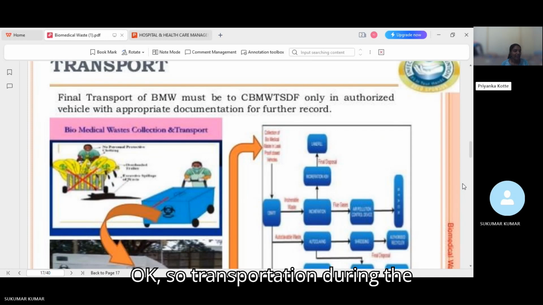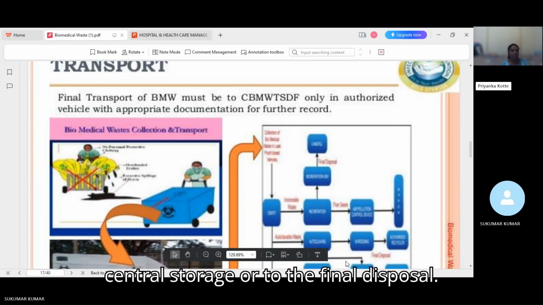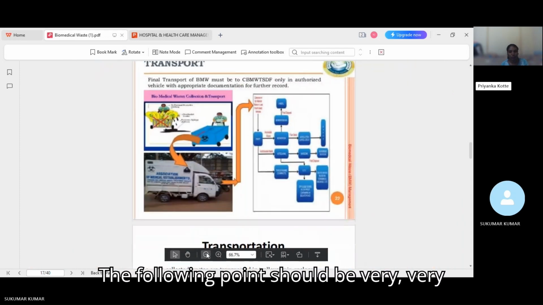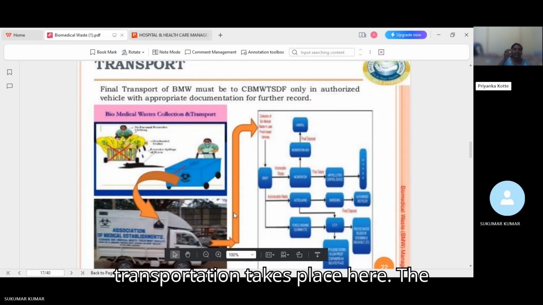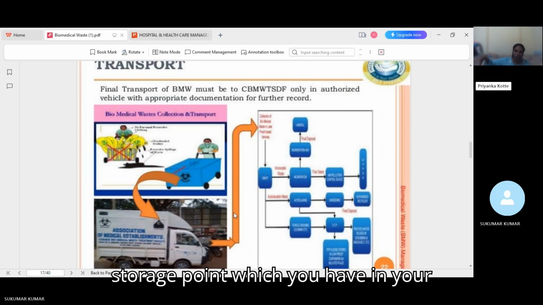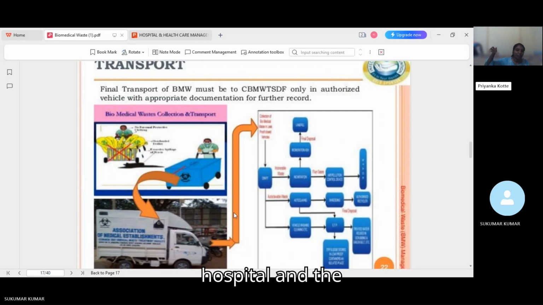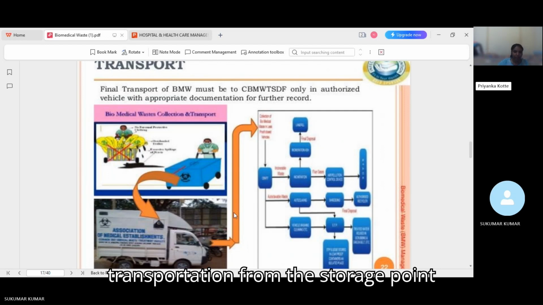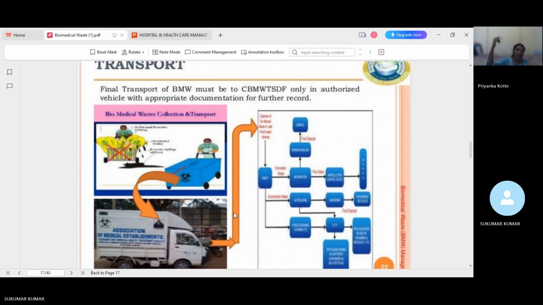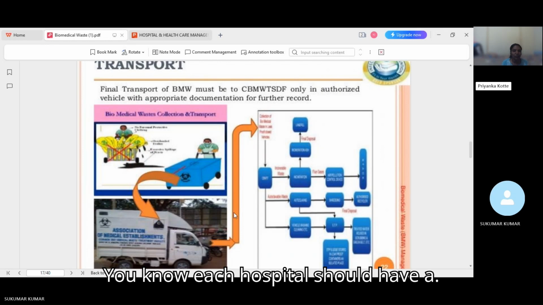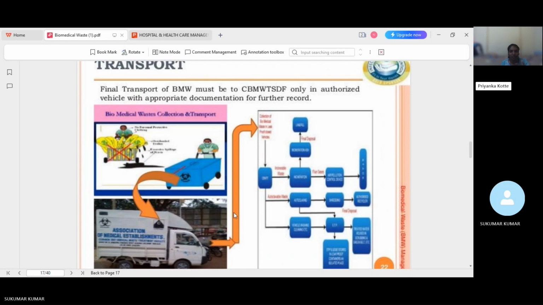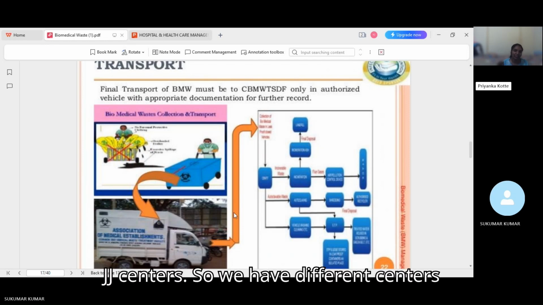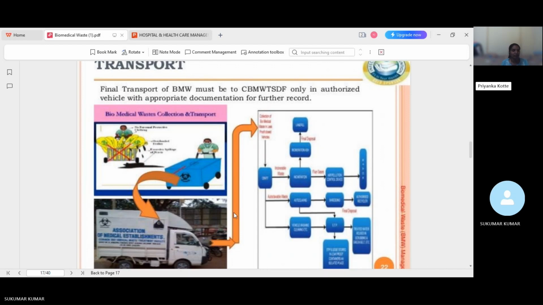Okay, so during the transportation of waste, either to the central storage or to the final disposal, the following points should be very, very well remembered. There are 2 steps of transportation here. The transportation from the ward to the storage point which you have in your hospital, and the transportation from the storage point within the hospital to the treatment area. Each hospital should have a biomedical waste management process center. So we have examples of JJ centers. So we have different centers which we have under the central police.